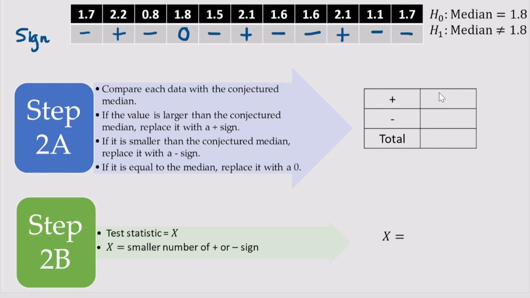In total, we have 3 positive signs, 7 negative signs, and the total positive and negative signs is 10. So the test statistic would be the smaller value of the positive or negative sign. It would, in this case, be equal to 3.